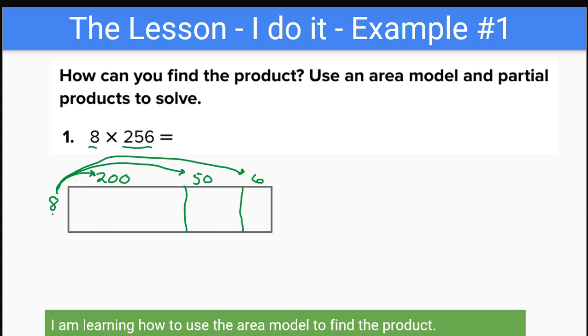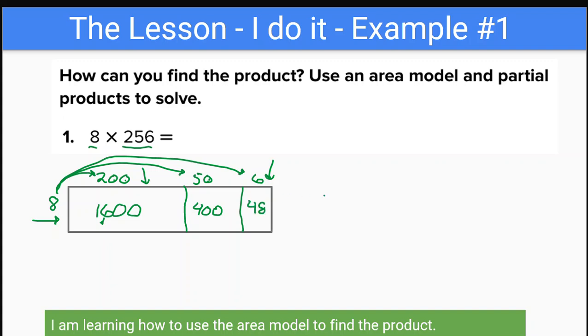Okay, well, we can pretend that car 8 is driving this way and car 200 is driving this way, and they're going to crash right here. I know that 8 times 2 is 16, and then there's 2 zeros. So I'm going to put 1600, with a comma right there. All right, then I'm going to go 8 times 50. Well, I know that 8 times 5 is 40, but there's one more zero, so 8 times 50 is 400. And then I'm going to go 8 times 6. Car 8 is driving this way, car 6 is driving this way. They're going to crash right here. 8 times 6 is 48.